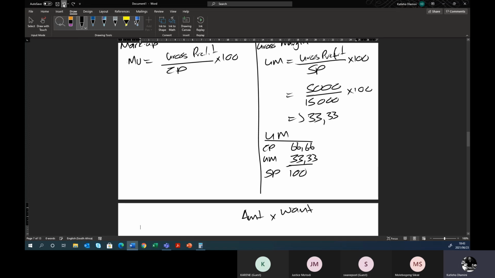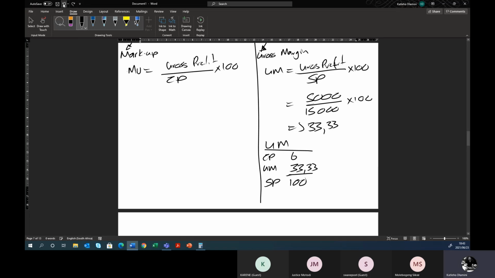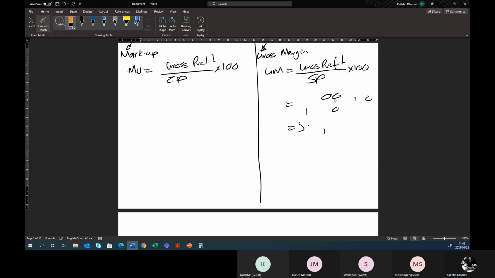And I'm just undoing here. I thought it would be faster. Okay, where's my eraser? Can't do this anymore. So those are the two.